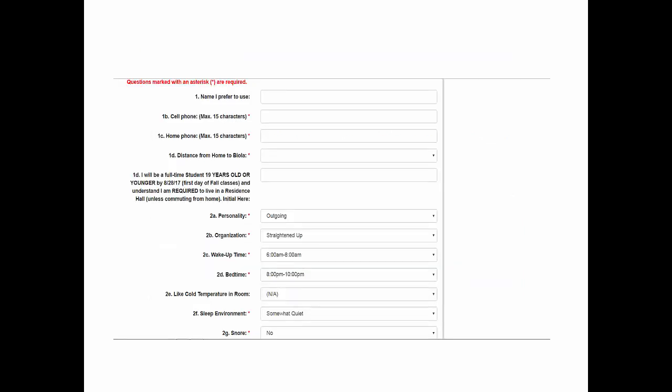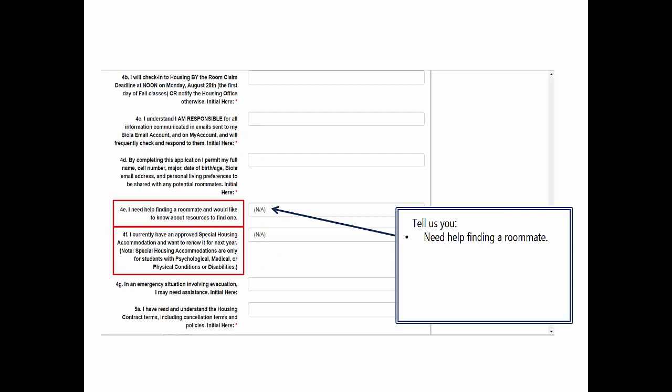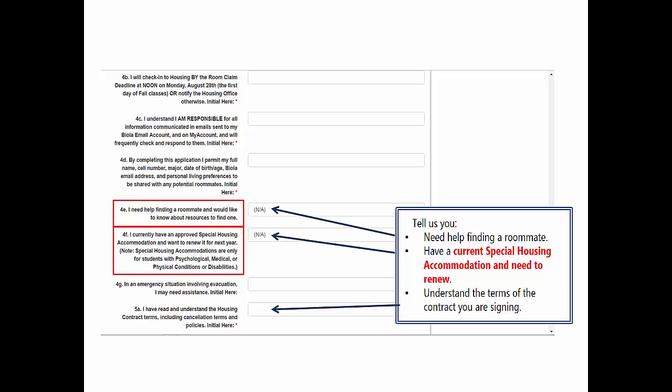The next page is to reiterate important housing policies as well as preferences, like your bedtime. You can tell us if you need help finding a roommate, if you're interested in living in a designated single room in Blackstone or Sigma, or if you have a special housing accommodation you wish to renew. And since you may have agreed to the online contract without actually reading it, which honestly we all do, we'll have you initial that you understand some of our specific housing policies.